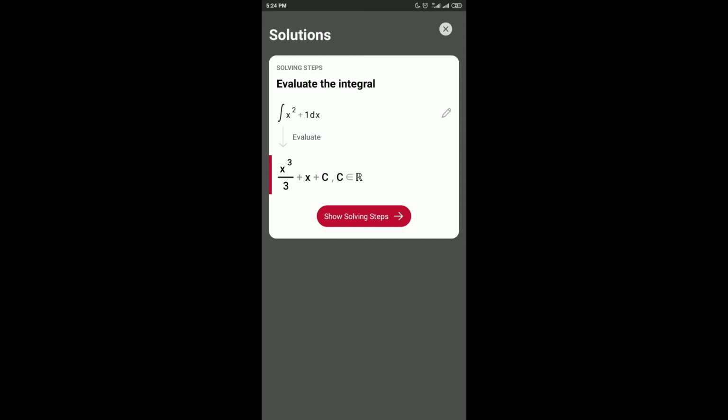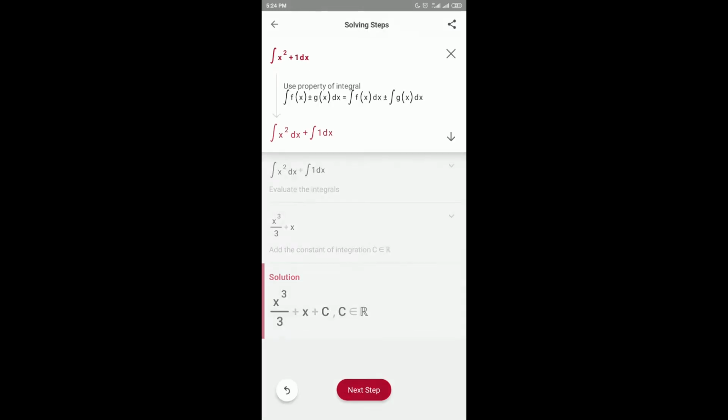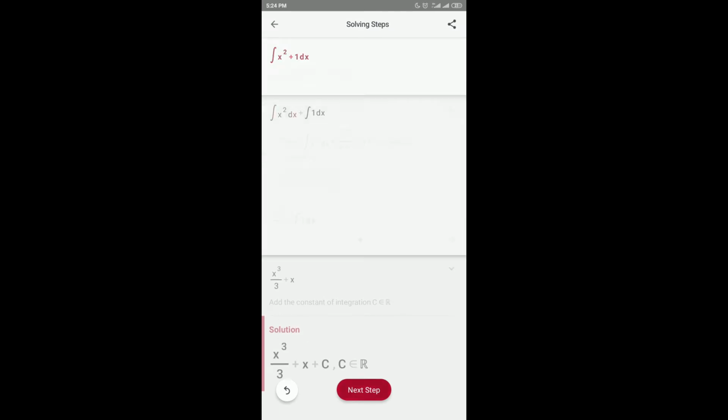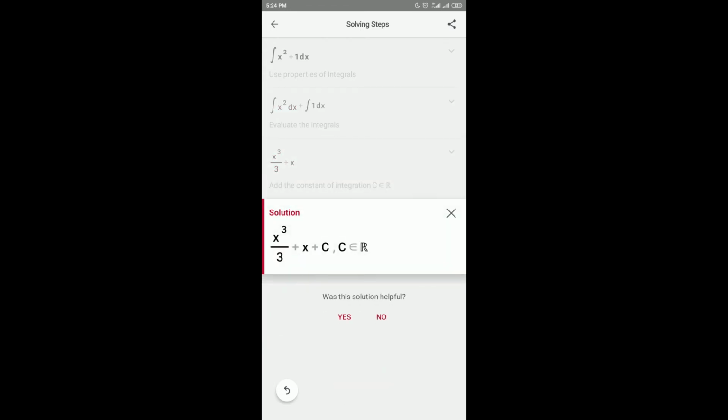If you want to know more details about how to solve it, you can press show solving step. In this solving step, it will show you more detail about solving this equation. You just press explain step at the bottom, and then it will explain more detail about this equation. And lastly, it will give you the final answer.